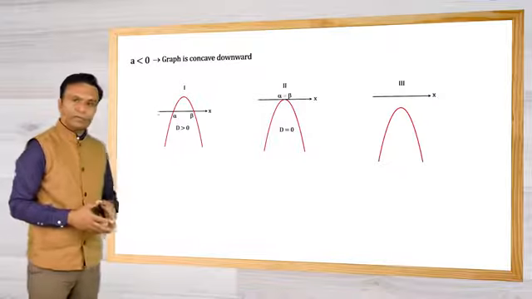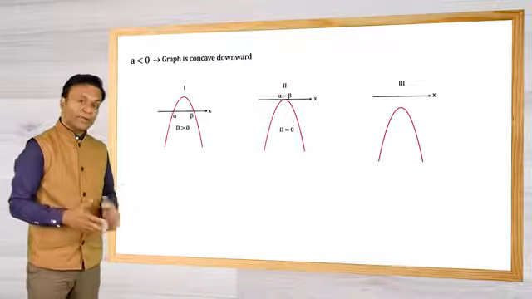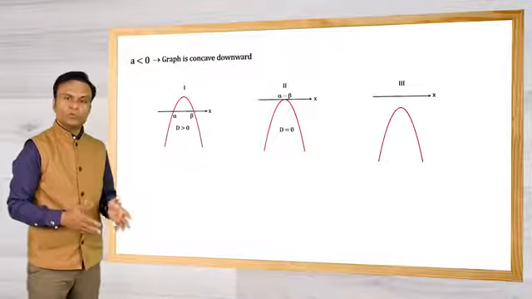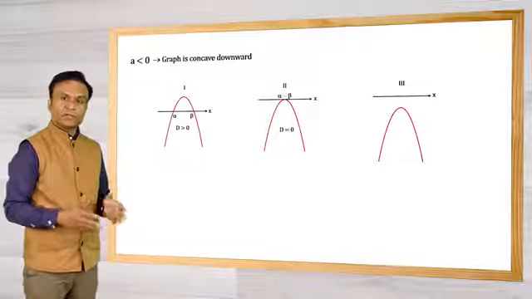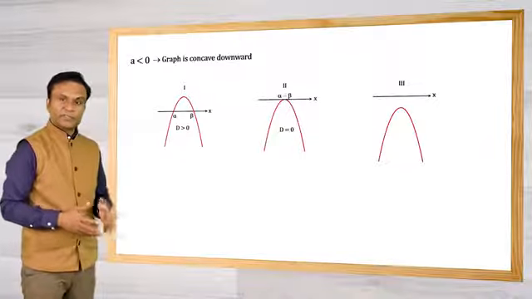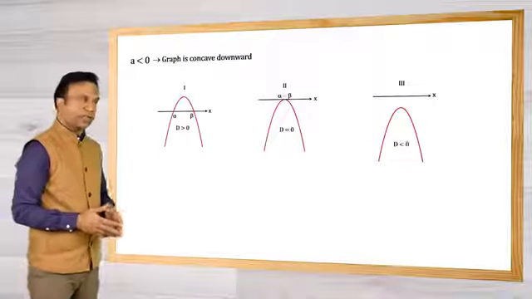In the third figure, the graph is not intersecting the x-axis. That means the roots of the quadratic equation are imaginary. So in this case, discriminant is less than 0.